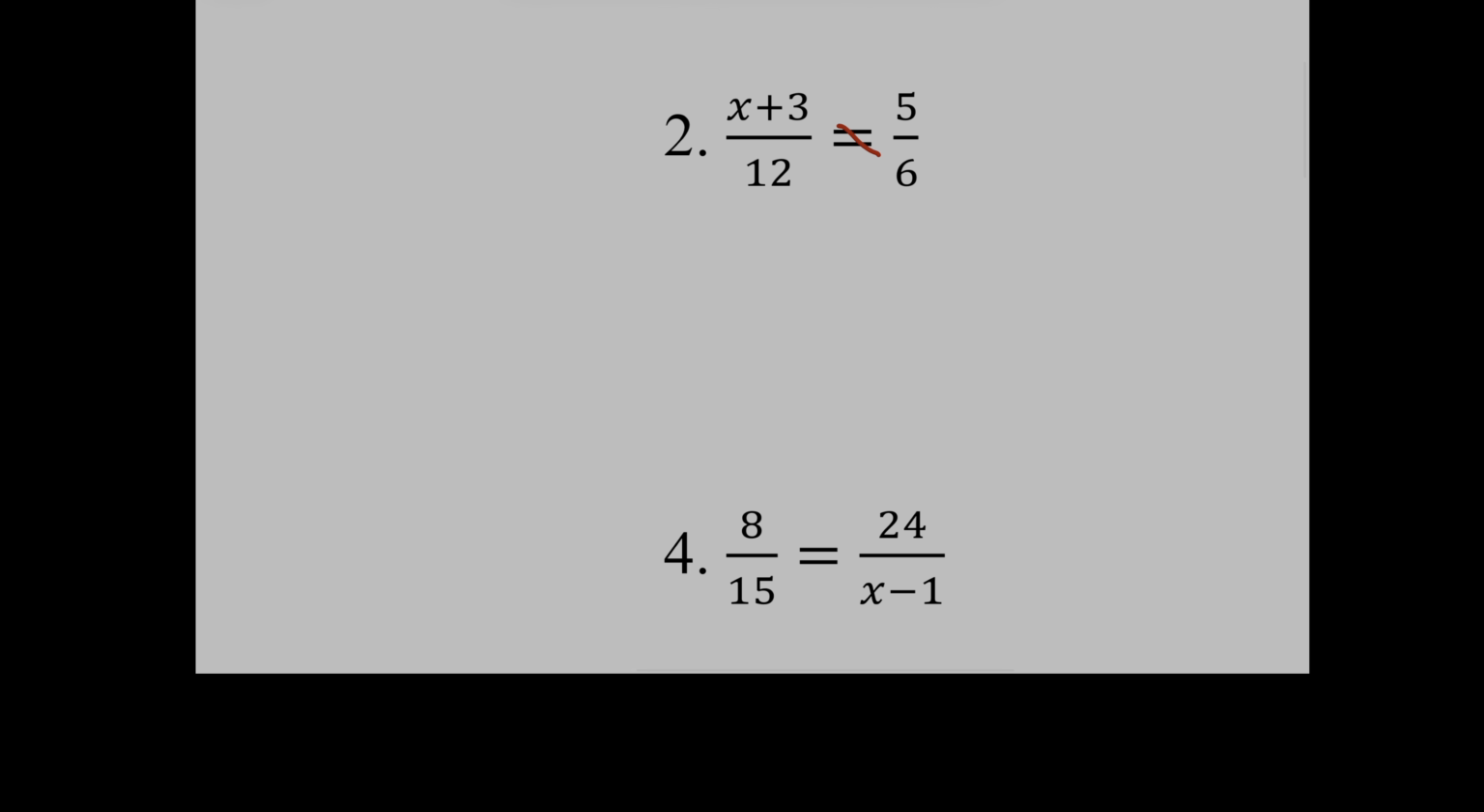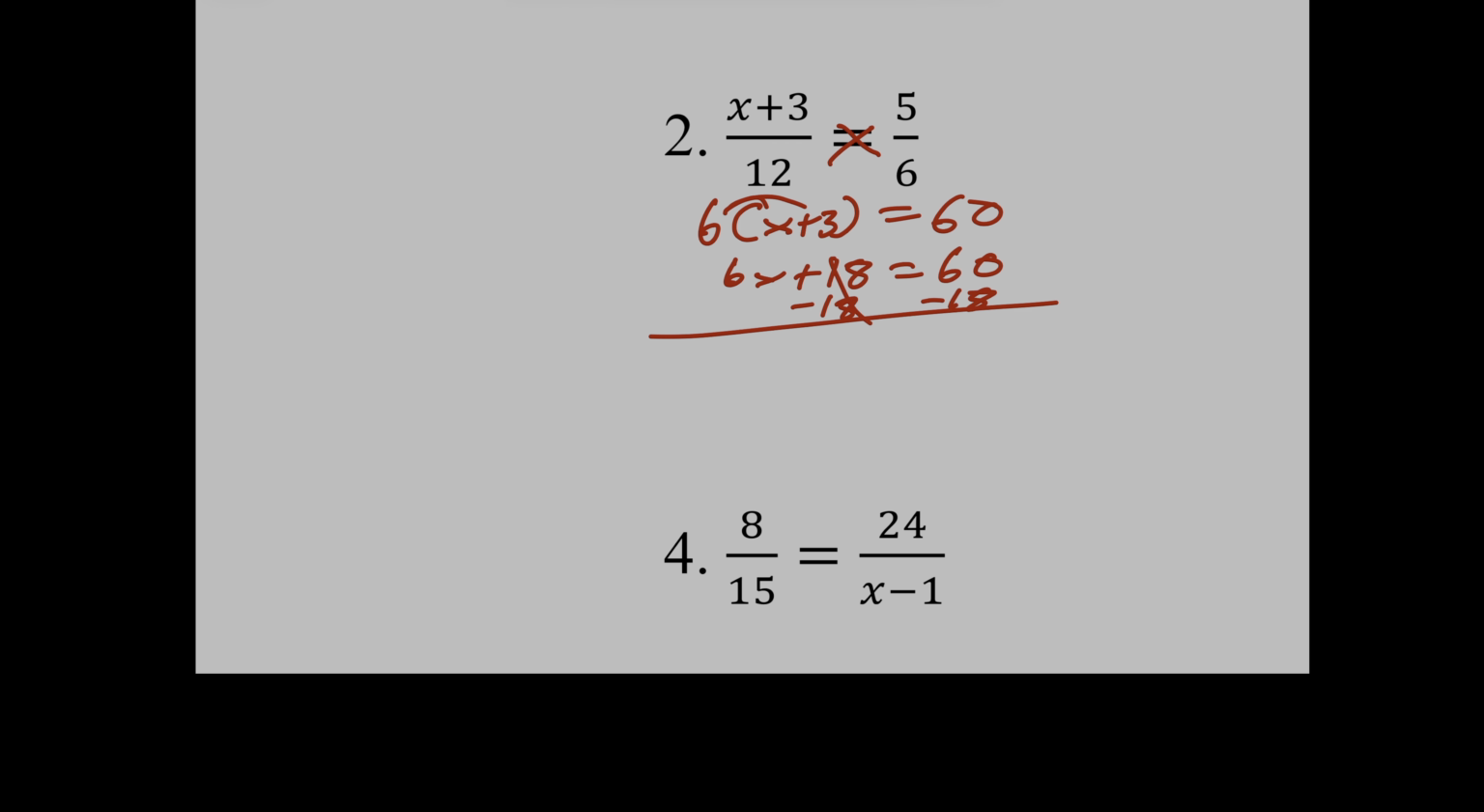Okay, let's go ahead and go to number 2. 6 parenthesis x plus 3 equals 60. Boom, boom. 6x plus 18. Don't write down 3. 6 times 3 is 18 equals 60. Now I'm going to subtract my 18 from both sides, and that'll give me my 6x equals 42. And hopefully we're all good with our multiplication tables, and we know that x is going to equal 7.